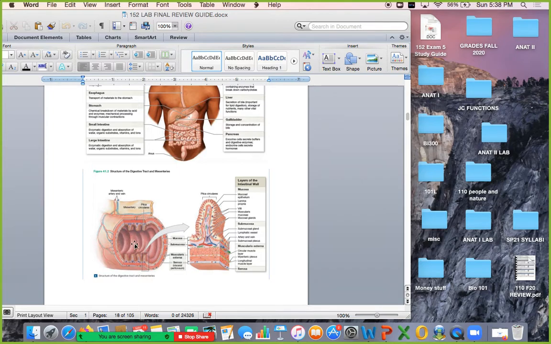Also, knowing the different layers of the digestive tract, right? Knowing that we have the serosa layer, the muscularis layer, submucosa, mucosal layers, and knowing how they change as we travel through the digestive tract is going to be important. This here is going to show you the layers of the intestinal wall.